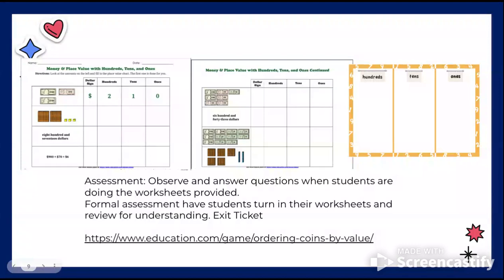I don't usually like to do worksheets, but I thought this was fun and it's a great assessment to show the kids' understanding of the concepts being taught. And then they're going to turn these in, and you're going to see who needs extra help and who has grasped the concept of money, the tens, the ones, and the hundreds spots.